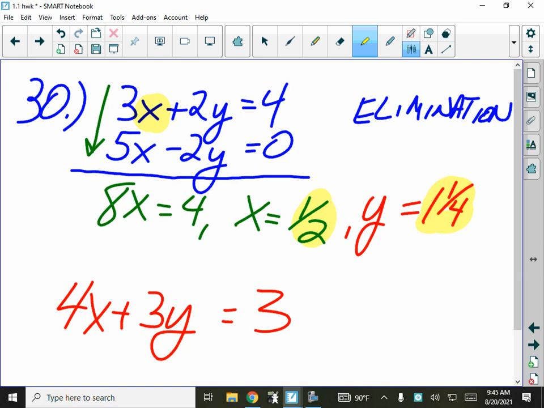Let's find out. What's 4 times a half? Did you say 2? 2. I'm going to put a question mark here. 4 times a half is 2. 3 times 1.25 is... Okay. And so then I'm looking at it, and that does not equal 3. So then it's a no good.